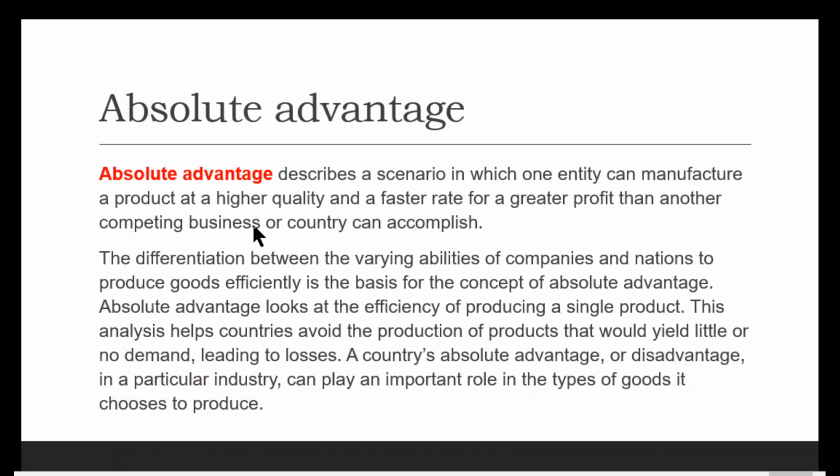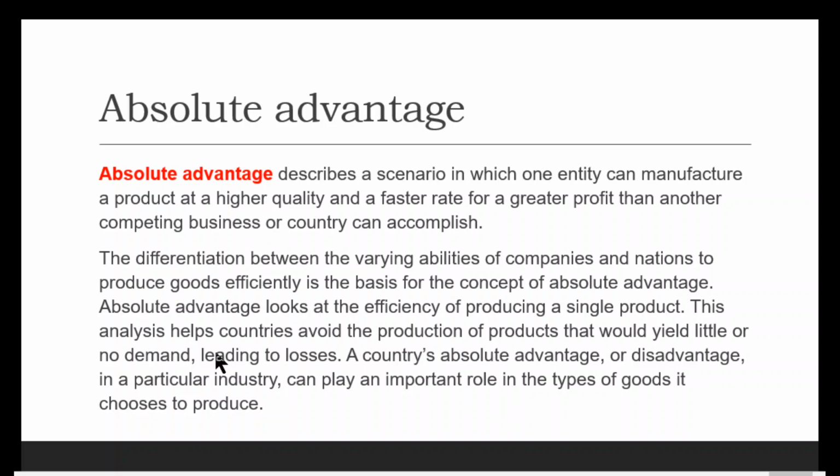Just for example, within 1 hour you can do the dishes, wash your clothes, and cook food. So you have an absolute advantage compared to someone who can only cook food within an hour. It means that you can do more jobs within an hour. You can do 3 jobs within an hour compared to somebody who can only do 1 task. Therefore, you have an absolute advantage because you can do more within your limited time.